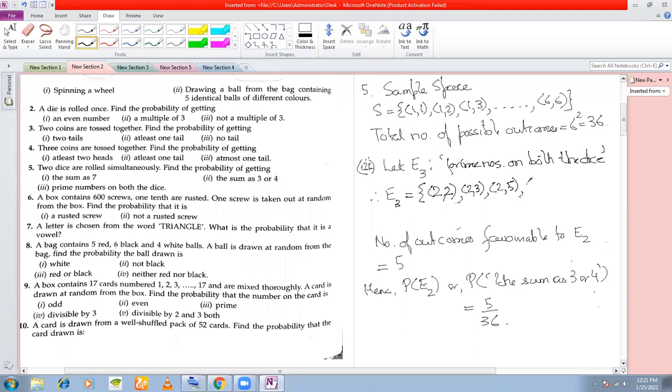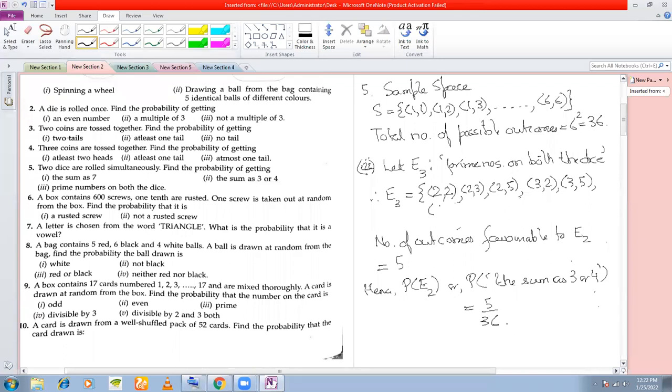Next, what can I have? I can have 3, 2 and also 3, 5, right? 4, 3 is not possible, because 4 is not a prime number. So 4, 1, 4, 2, 4, 3, 4, 5, 4, 6 are not possible, right?